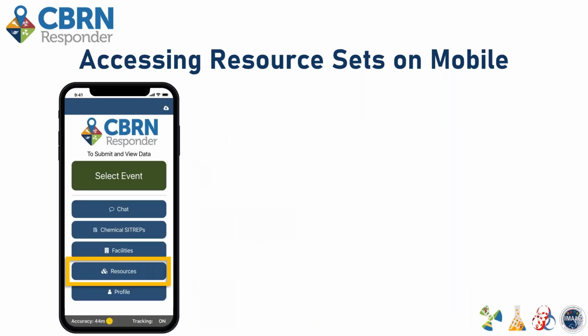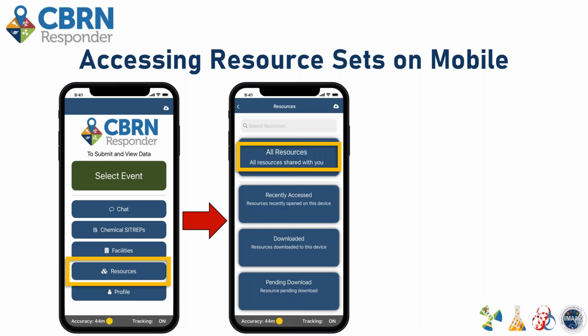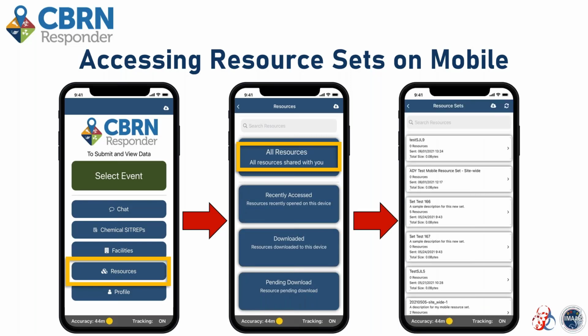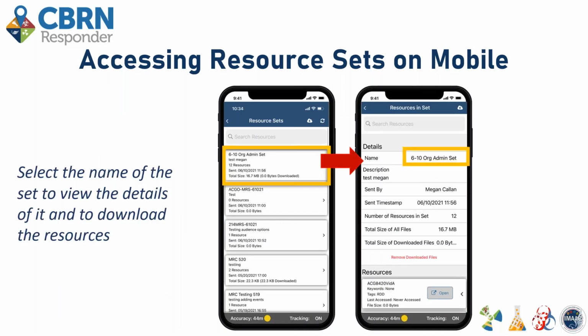So to access a specific resource or resource set, I will click Resources from my CBRNResponder application homepage, and then choose the different filter that I would like. If I want to view all my resources, I'll just select all resources. And here are all of my resource sets. I'll select the name of the set that I want to view the details of, and this is where I can also download the resources.